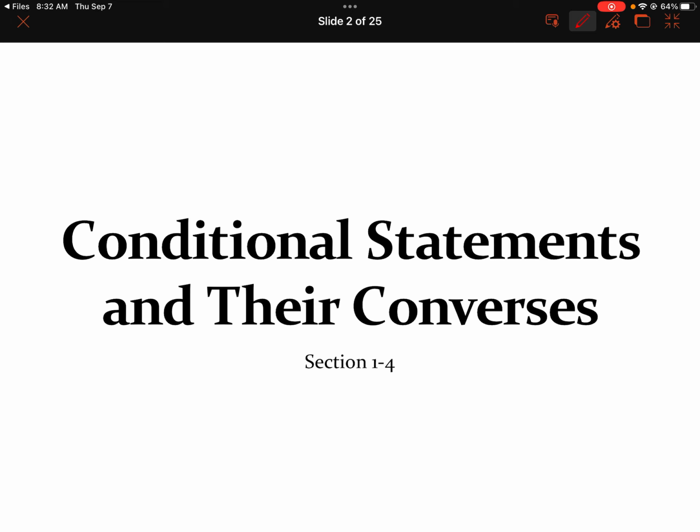Okay, so we're looking at conditional statements and their converses. This is section 1.4. And I'm still not swiping.